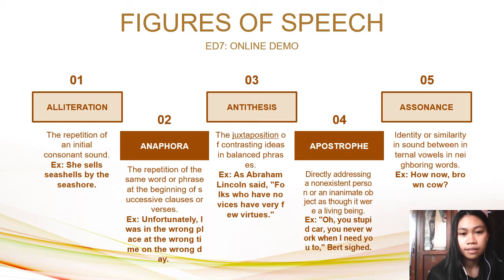So next is anaphora. Anaphora is the repetition of the same word or phrase at the beginning of successive clauses or verses. Below is the example: unfortunately, I was in the wrong place at the wrong time on the wrong way. You can see that there are repeated words at the beginning of each verse.